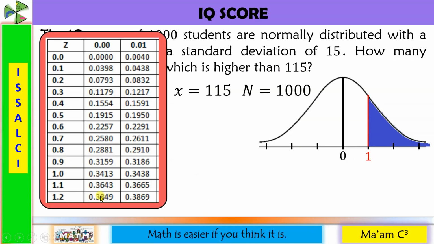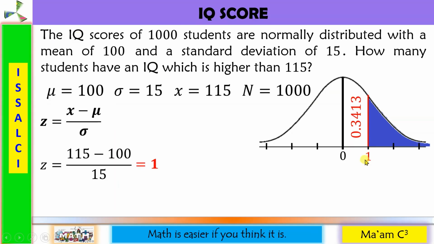Next step, let us locate this in our z table. So this is a whole number. We have here 1.0. The hundredths digit, of course, is 0. Let us get the intersection. And the area is 0.3413. But this area here is from 0 to positive 1. And we are not after this area. We are after this area.